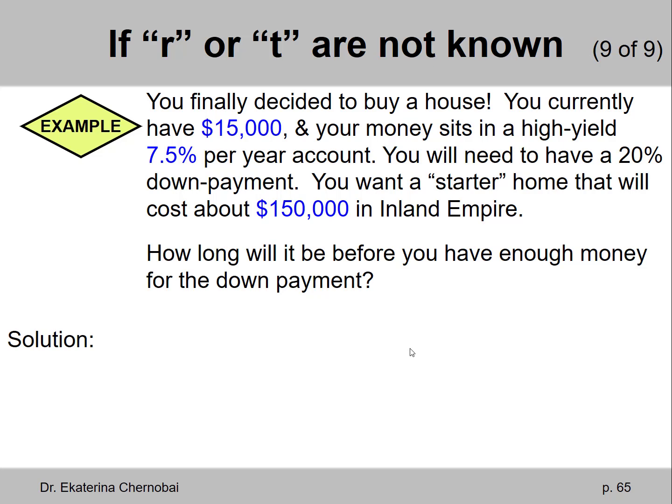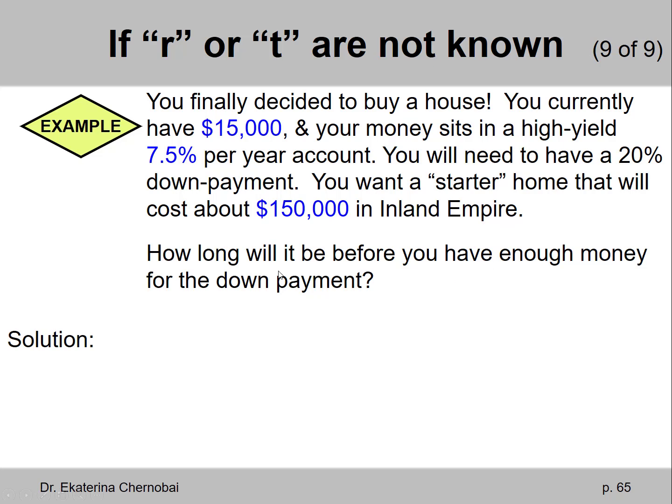So you take a loan from a bank, a home loan. Banks typically require that you pay 20% of the house price yourself out of your account. And the bank will lend you the money for the remaining 80% of the house price. So you will need to have a 20% down payment for that house purchase. You want a starter home that will cost about $150,000 in Inland Empire. How long will it be before you have enough money for the down payment?